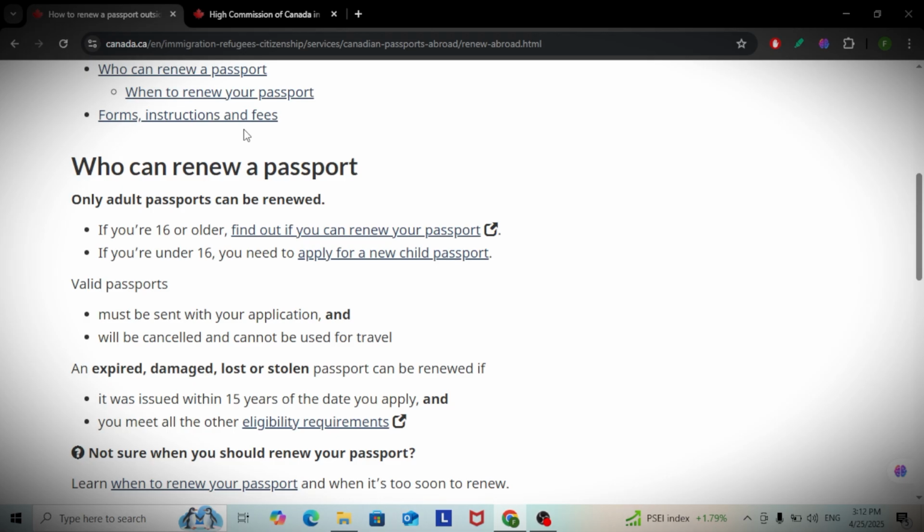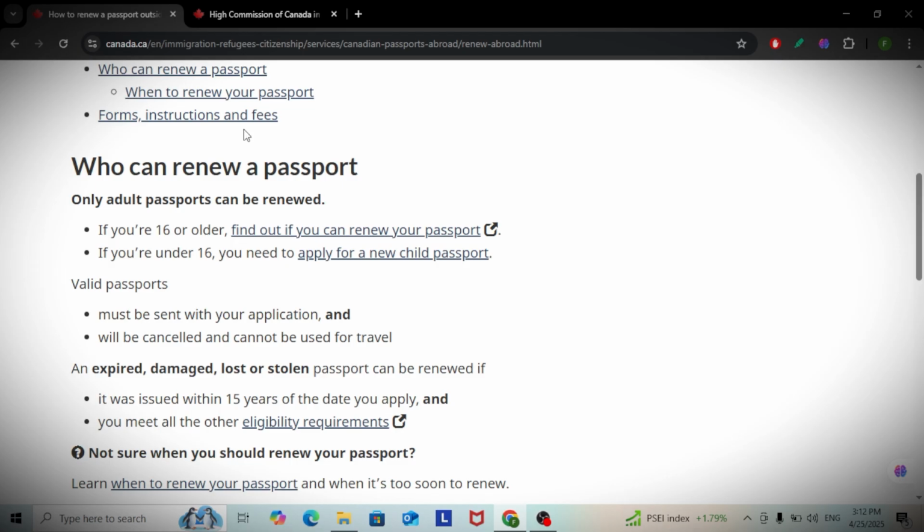You will also need to pay the applicable fee for renewal. Make sure to check for any specific instructions on the High Commission website regarding document submissions and fees. Processing times may vary, so ensure you submit your application well in advance of any planned travel.